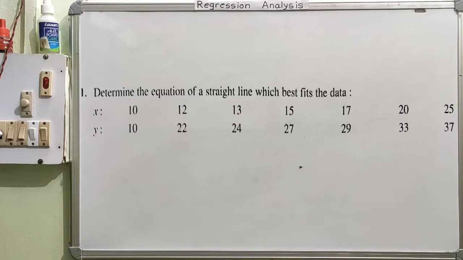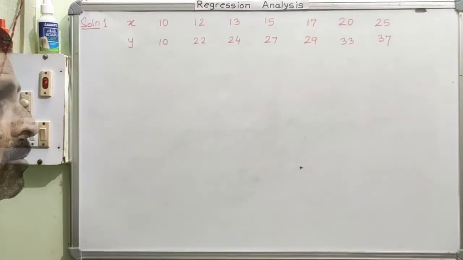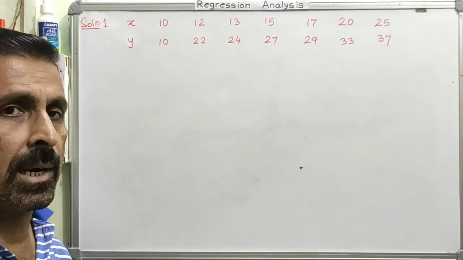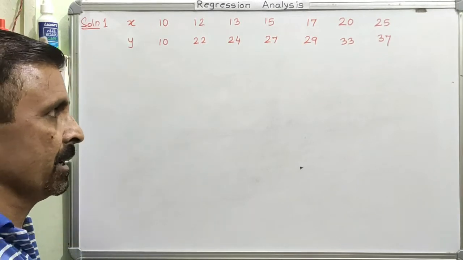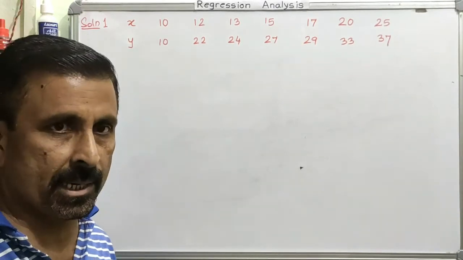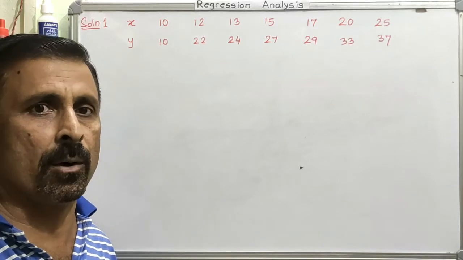Clear? So with these values of x and y, the question is to determine the equation of a straight line which best fits the data. I told you, when you have this term, that means you are supposed to write the first line of regression, that is the regression line of y on x. That is the meaning of line of best fit. Clear? So we are now going to begin question number 1. Now question number 1 is to write down the line of best fit. I told you what is the meaning of line of best fit. That means you have to write the line of regression of y on x.